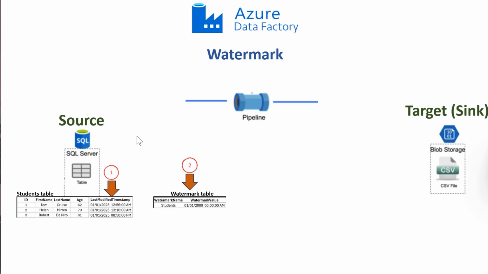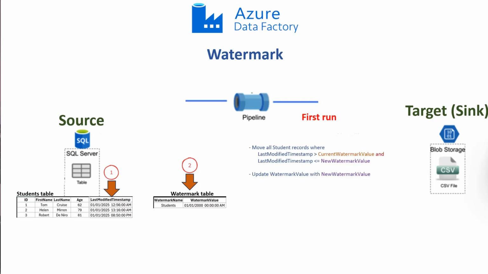And we are sure that because it's an old date, all of the data that we're going to have in the students table is greater than that initial value. That's the second step. Then if you run your pipeline for the first time, we need to calculate two different values in our pipeline. The first value is the new watermark value, and the second one is the current watermark value. The current watermark value is easy. It's coming from the watermark table. So as you can see, it's 1st of Jan 2000 for this first run.